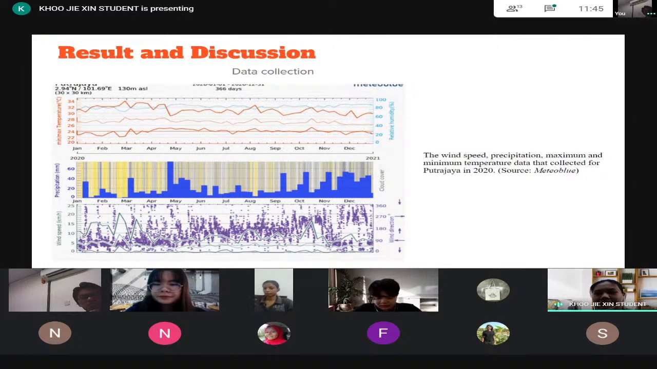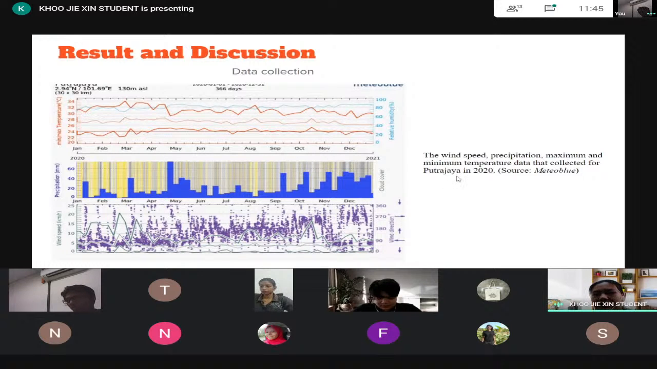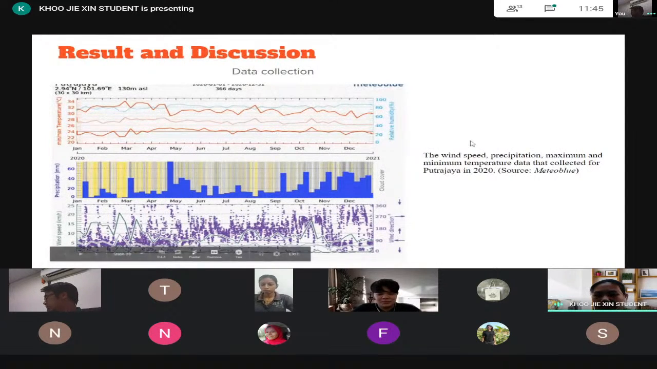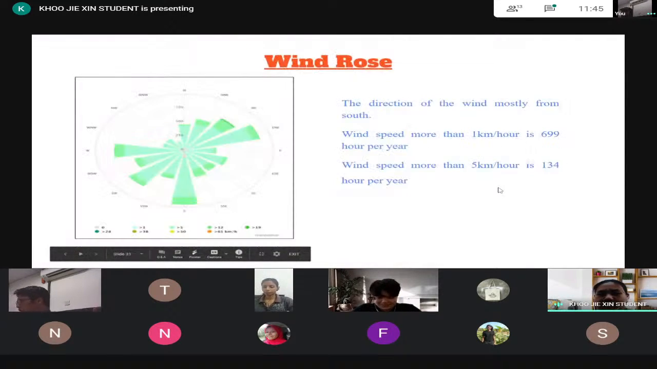Okay, as just now in the methodology, Jingy talked about the data that we collect, which is from Meteoblue. Over here you can see the wind speed, precipitation, and maximum and minimum temperature data. It is collected for Putrajaya in 2020. So I will proceed to the next slide.